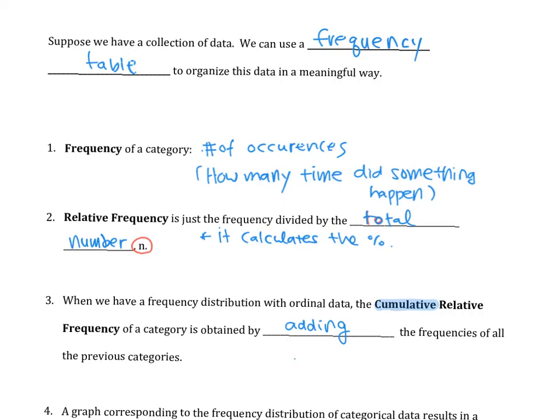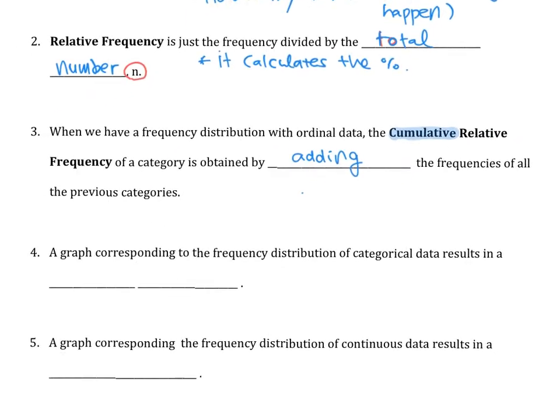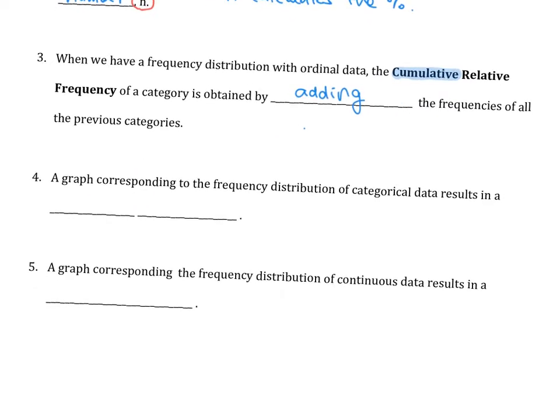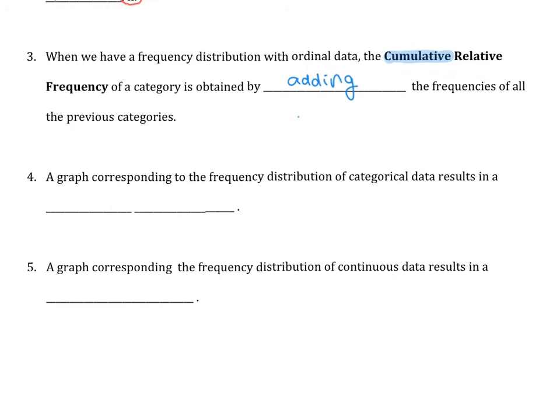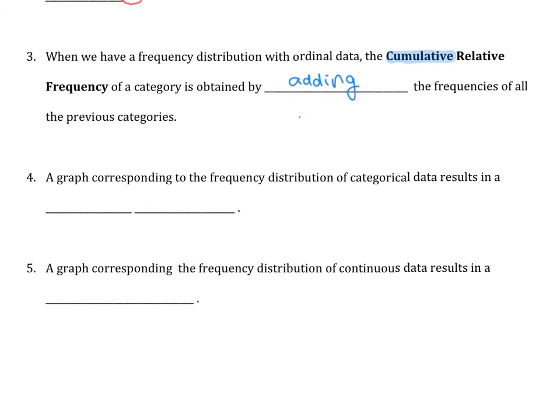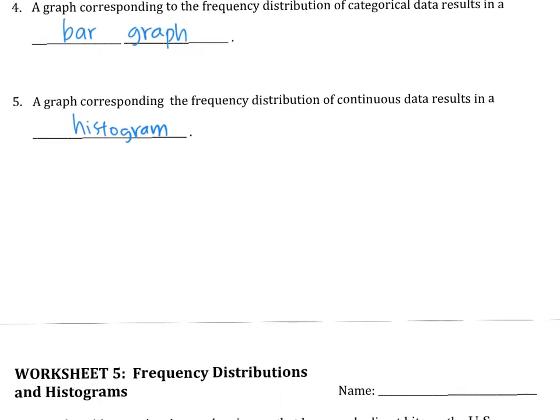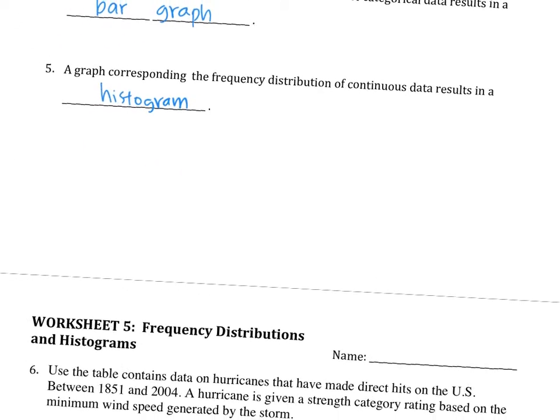Many times you're going to see the frequency table in a graphical representation. Depending on the type of data set, we're going to call that either a bar graph, which is for categorical data, or a histogram, which is for a continuous data set. Now I'm going to have you pause and work on number 6. I just want to go over a few phrases.